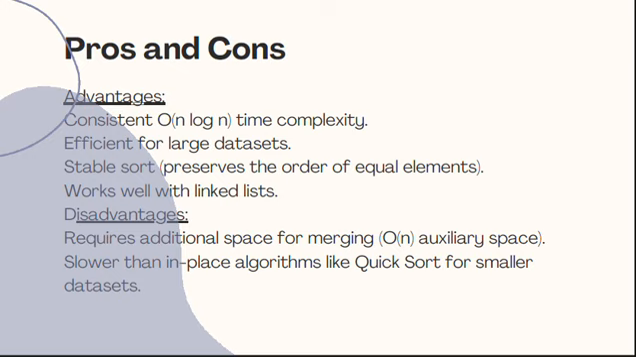Now let's see the advantages and disadvantages of merge sort. What are the advantages? It has a consistent order of n log n time complexity, is efficient for large datasets, is a stable sort, and works well with linked lists. What are the disadvantages? It requires additional space for merging, order of n auxiliary space. It is slower than in-place algorithms like quicksort for smaller datasets.